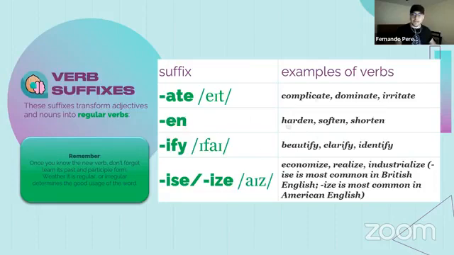And harden, soften, and shorten. These are probably new words for you. We are going to analyze them in a moment. Then beautify, clarify, identify. These are pretty easy to understand. Probably beautify is new for you, but the other two are pretty easy. And the last one, -ize: economize, realize, industrialize.